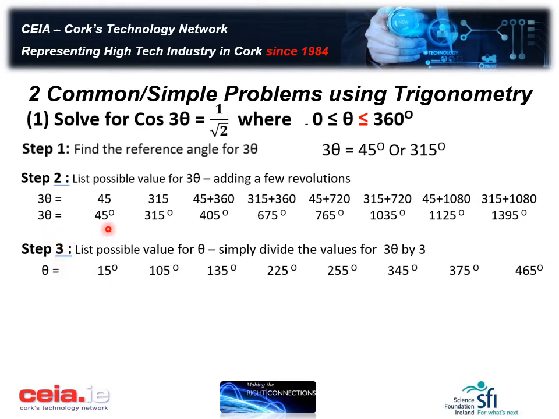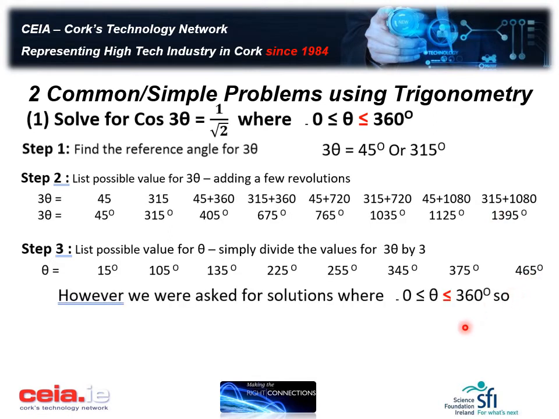So if 3 theta is 45 degrees, theta is 15 degrees, simply dividing each of these by 3. 405 divided by 3 is 135. 675 divided by 3 is 225, and so on. And we went on for each of these solutions of 3 theta to give us a solution for theta. Not quite there yet.